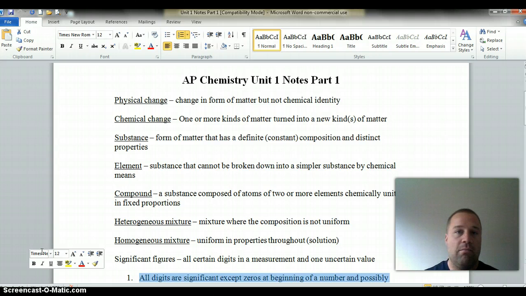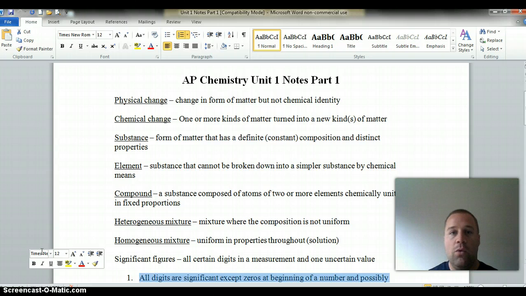For the substance, element, compound, you're just looking for the distinction between them. A substance is anything that has distinct properties. So something like water is a substance, sugar is a substance. An element is obviously the smallest portion that can't be broken down any further, and a compound is some combination of those elements.